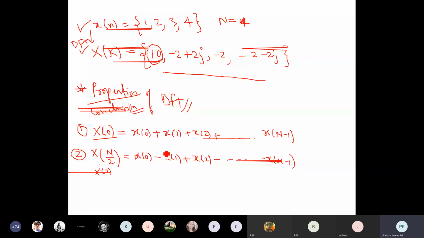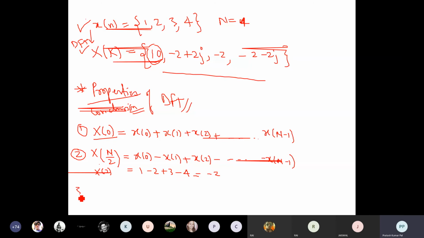First sign will be positive, again we will be taking negative, then again positive, then again negative, positive up to x of n minus 1. That means अगर 4 सीक्वेंस हैं तो पहले को हम ऐड करेंगे, दूसरे को सब्ट्रैक्ट करेंगे, तीसरे को ऐड करेंगे, चौथे को सब्ट्रैक्ट करेंगे. So that will be 1 minus 2 plus 3 minus 4. ठीक है. So this will be the output in case of x of 2. So that is equal to minus 2.